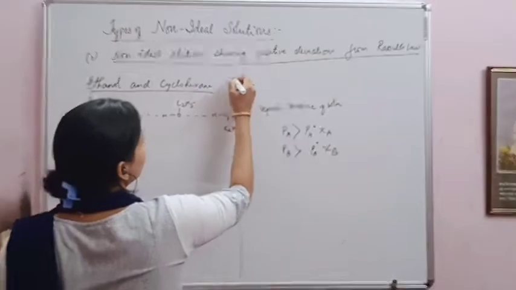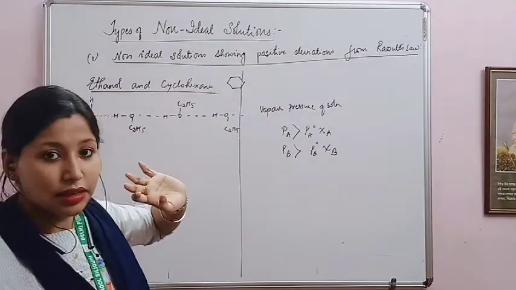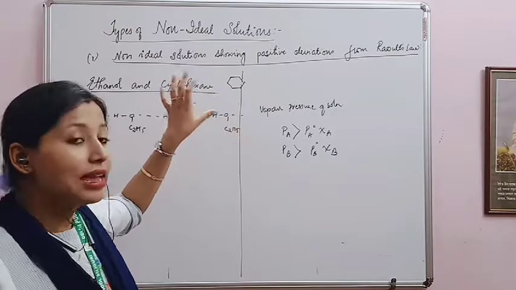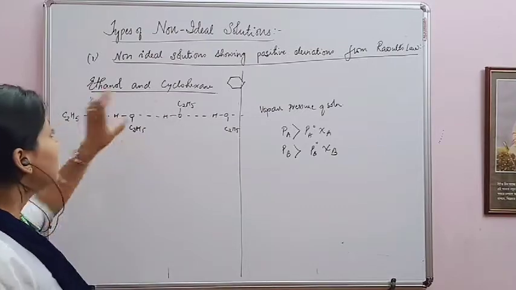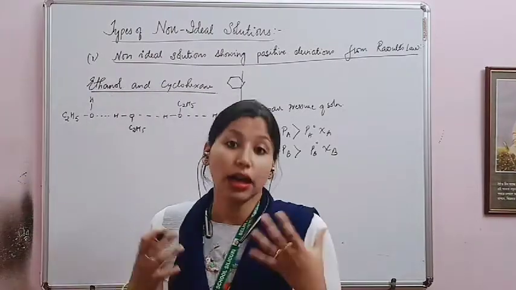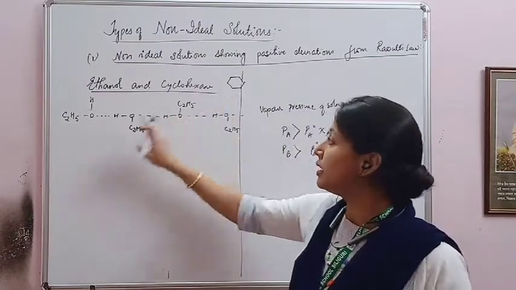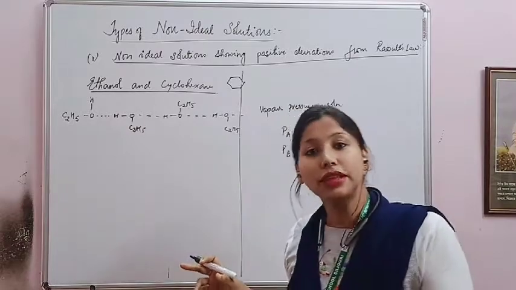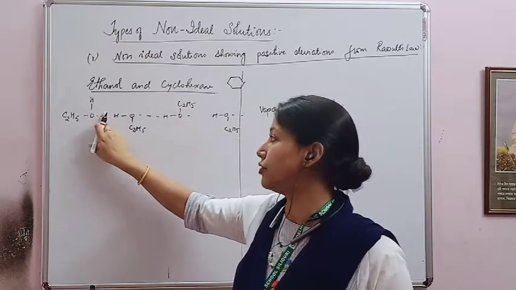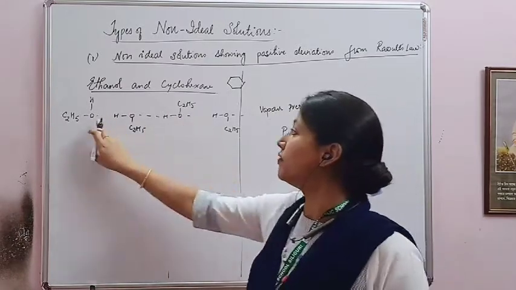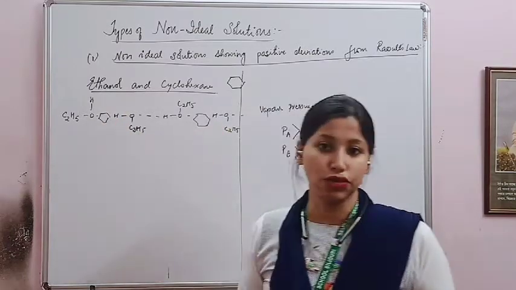I hope you remember the structure of cyclohexane. This is an organic compound again. So when you add cyclohexane to this ethanol, these cyclohexane molecules will try to accommodate themselves in this solvent, and during this process, what will it have to do? It will have to break some of the hydrogen bonds and fit in this solution.